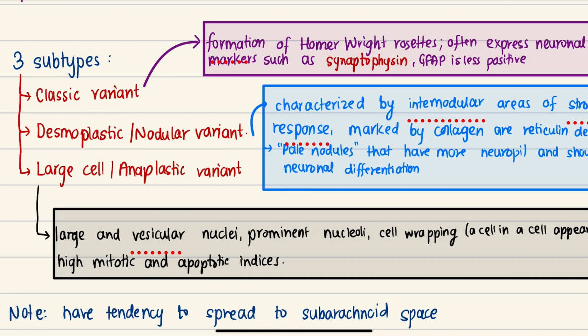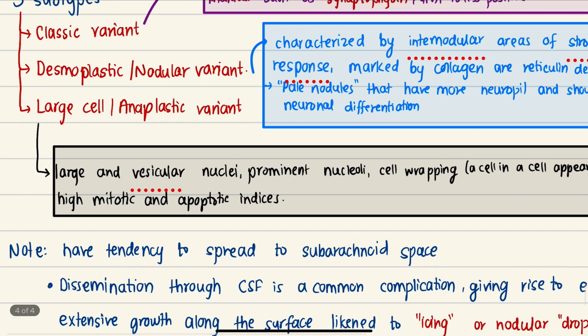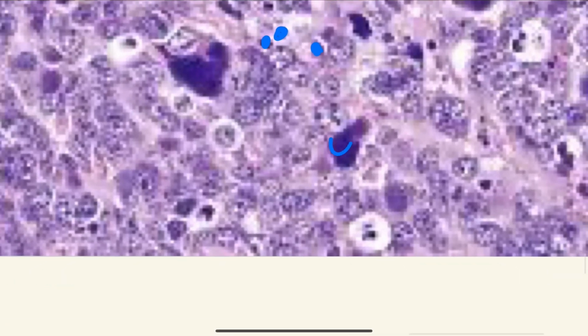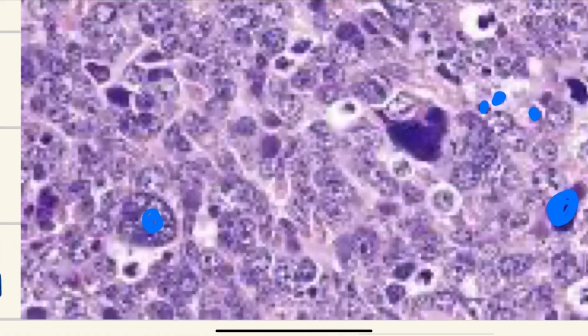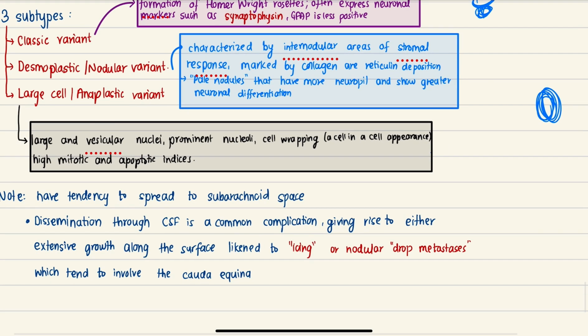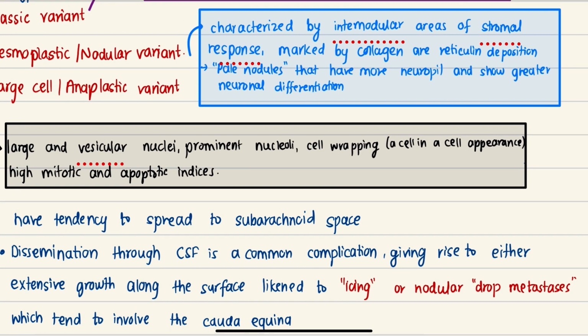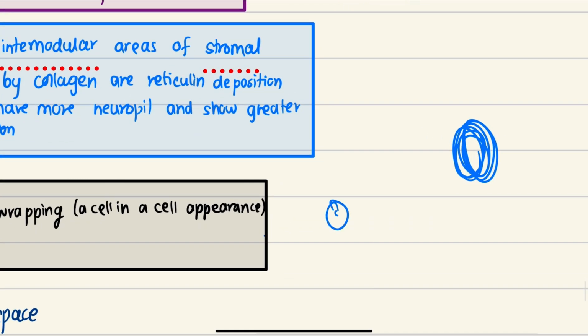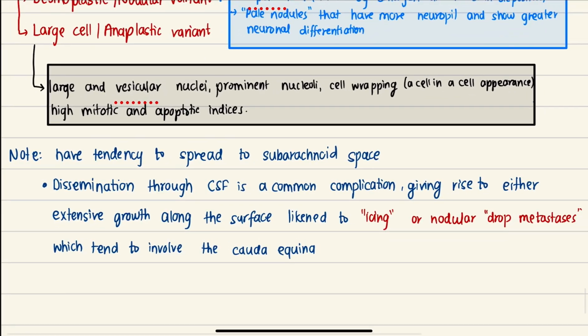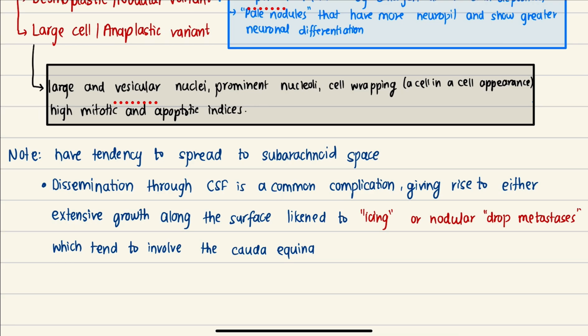And a large cell anaplastic variant, so this has large vesicular nuclei, big nuclei, and there are these prominent vesicular nuclei and prominent nucleoli and cell wrapping. There are some structures like another cell in a cell, two cells wrapping. So this is called cell wrapping. A cell in a cell. It seems like there is another cell inside the cell, and high mitotic and apoptotic indexes. So anaplastic, high apoptosis and mitotic indexes.